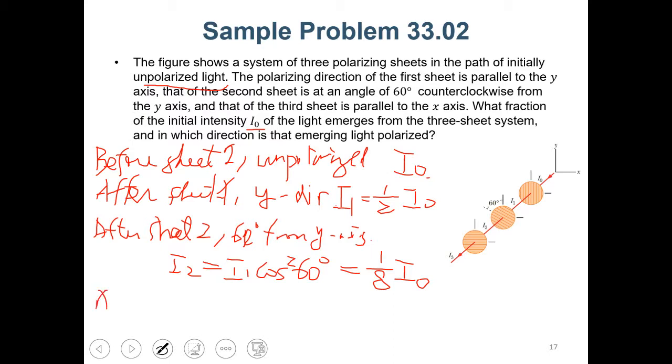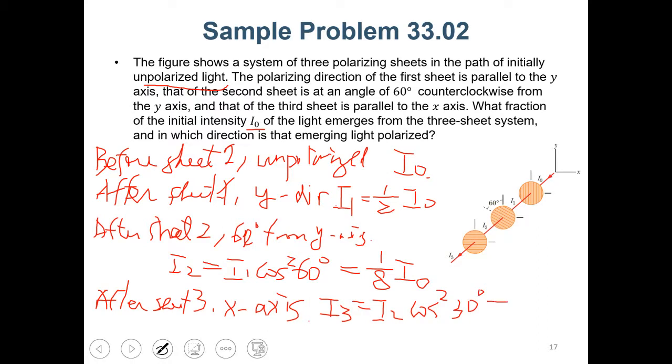And finally, after the third one, it will become polarized in the x-axis, of course, and I3 will become I2 times cosine squared 30 degrees. And cosine 30 degrees is square root of 3 over 2, so squared is 3/4. And so finally the answer will be 0.094 I0.